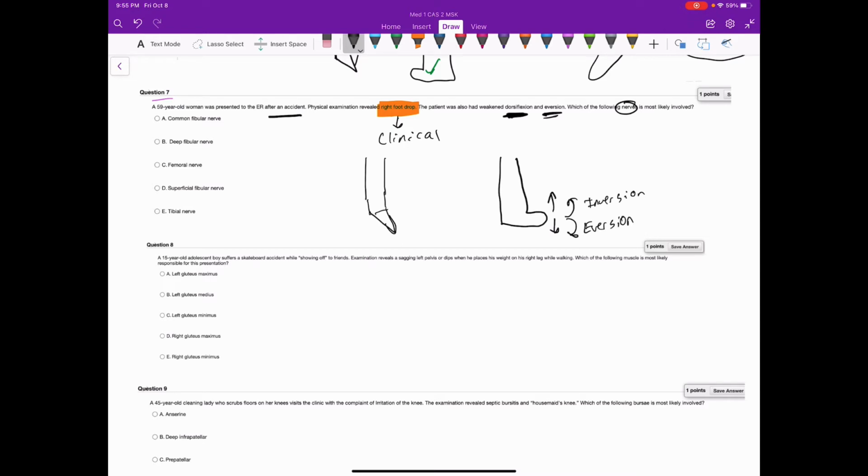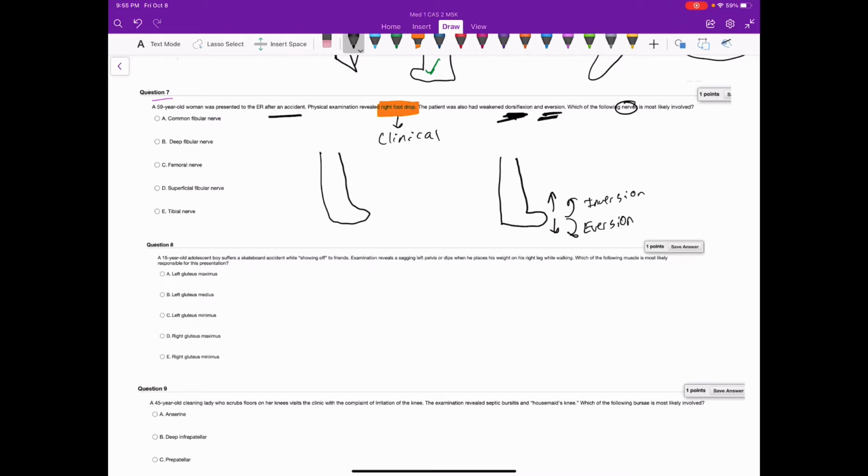Okay, so we need to find a nerve that stimulates a certain muscle that's going to damage dorsiflexion and eversion functions. Okay, so let's make a new little diagram. What muscles dorsiflex the foot? So muscles that lift them up. That's going to be the muscles that come from the peroneal side. The muscles that plantar flex the foot are going to be from the tibial side. So peroneal is fibular and tibia is tibial.